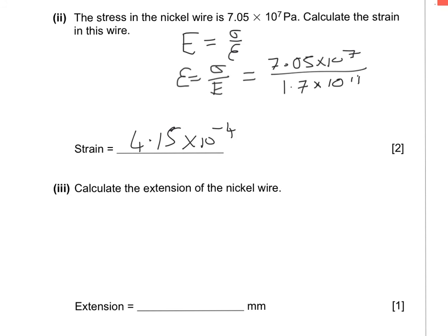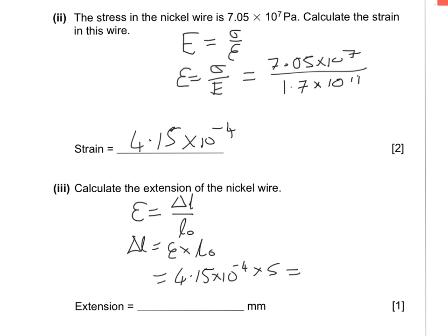Calculate the extension of the wire. Okay, so we have a strain value, and we know that strain is the fractional extension. That can be written as epsilon equals delta L over L0. We have numbers for all these things, so the extension is going to be the strain times the original length, which I think they said was 5 meters. If we do that, we get 2.08 times 10 to the minus 3 meters, which is 2.08 millimeters.